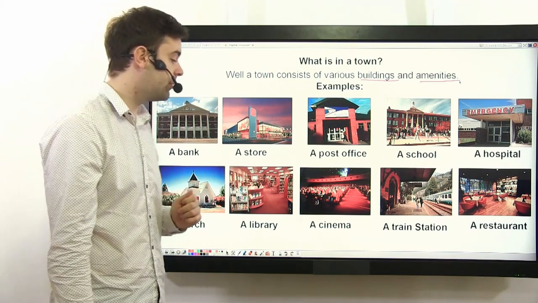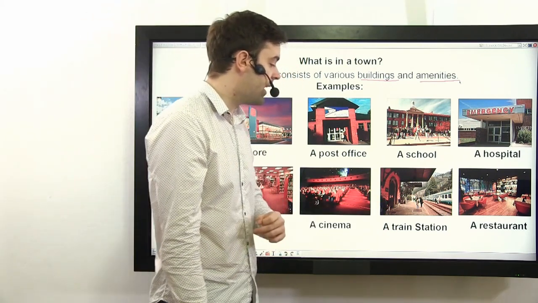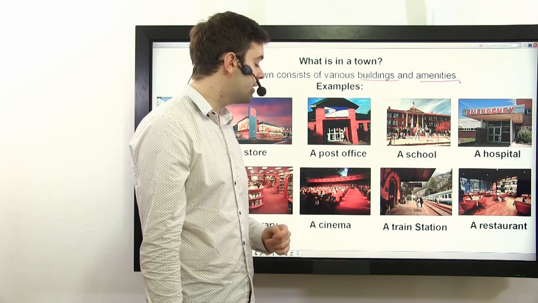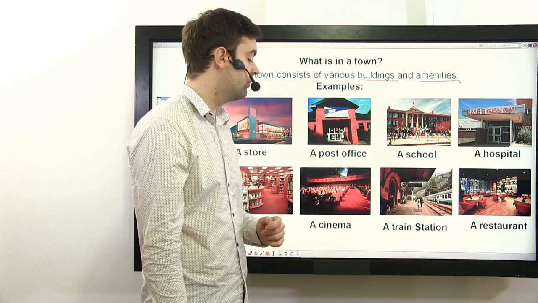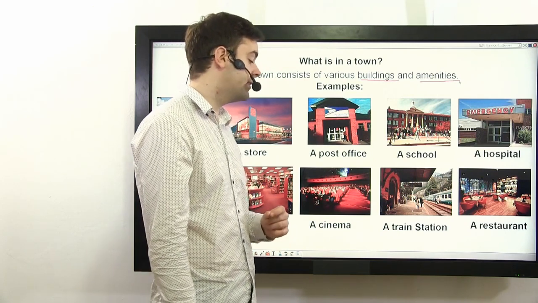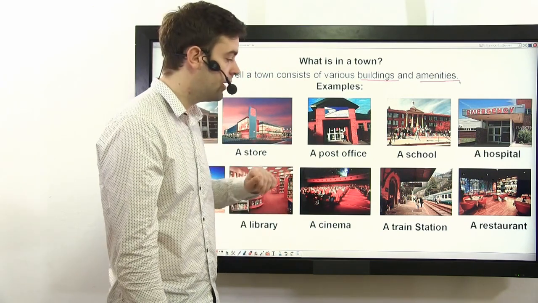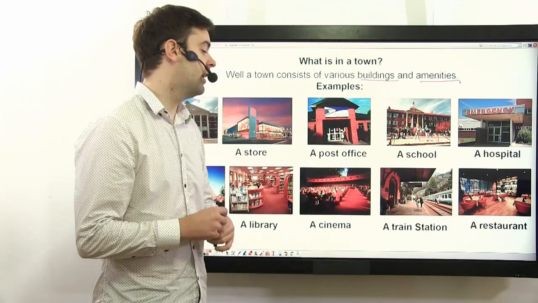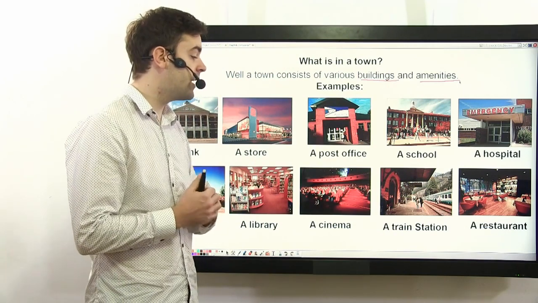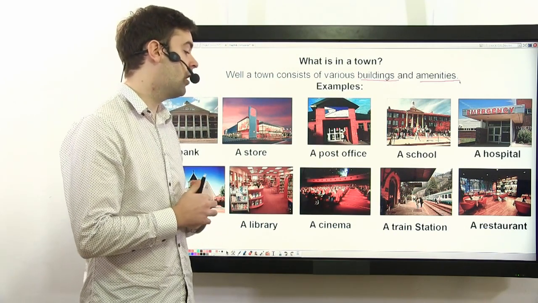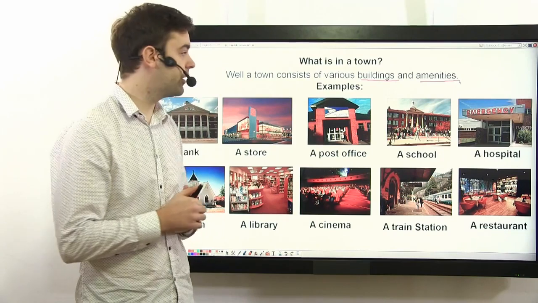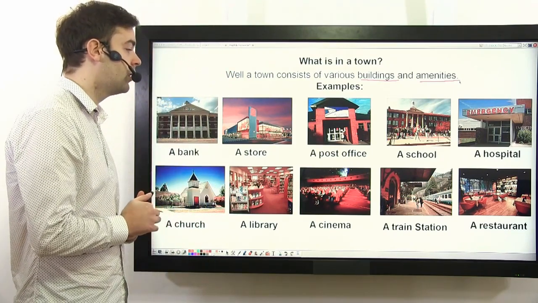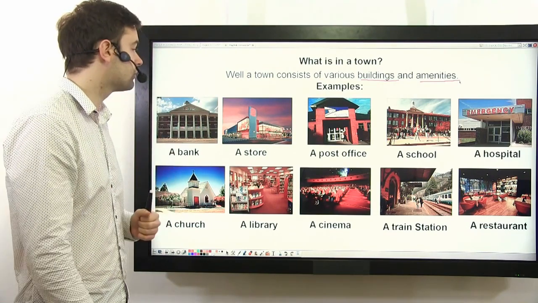C-I-N-E-M-A. Cinema. You might have a train station. T-R-A-I-N-S-T-A-T-I-O-N. Train station. A restaurant. R-E-S-T-A-U-R-A-N-T. Restaurant. So these are all buildings and amenities within a town.